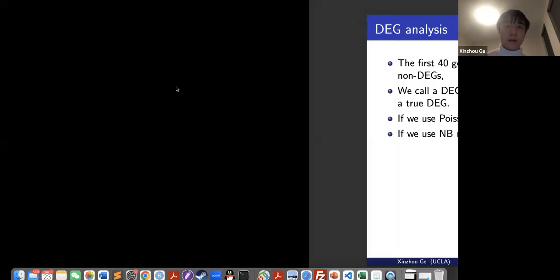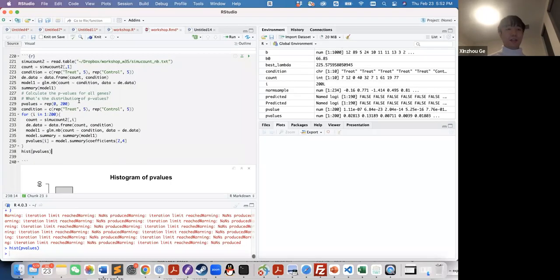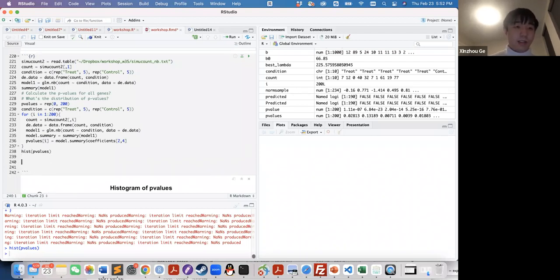Okay, I can do this together. So first, let's look at the p-values. How many of them are smaller than 0.05? So the DE genes.